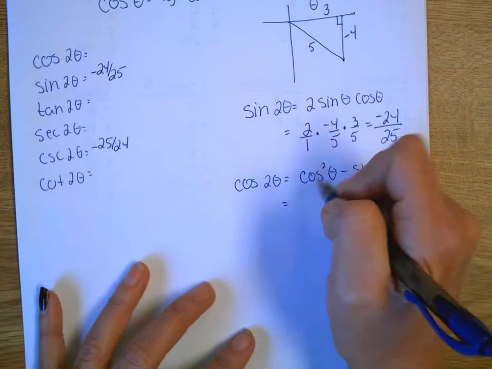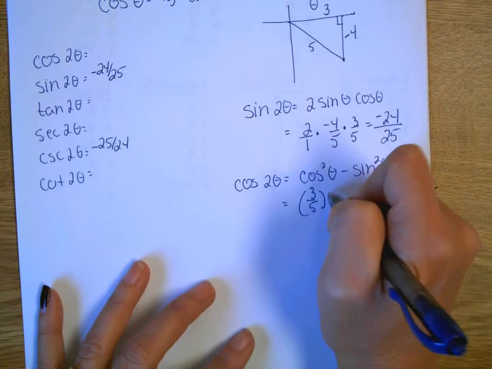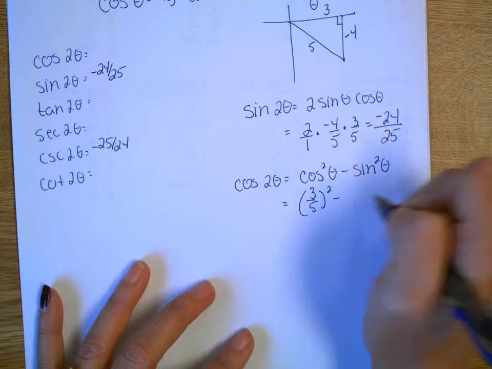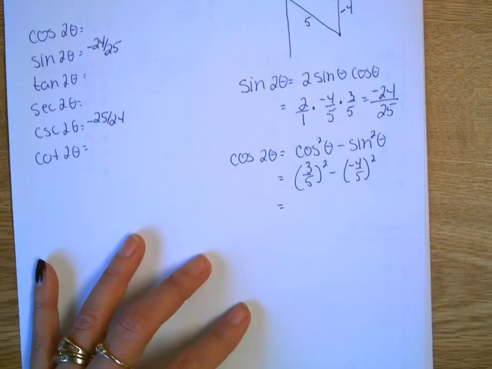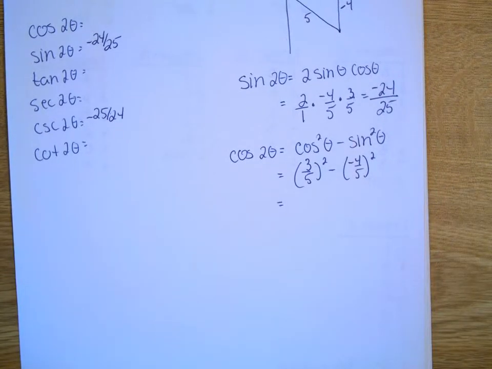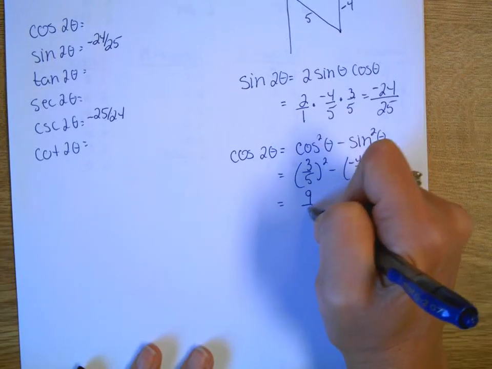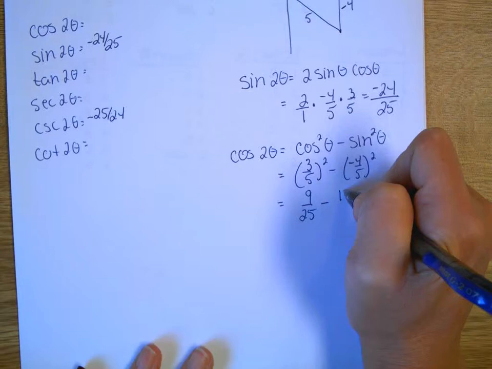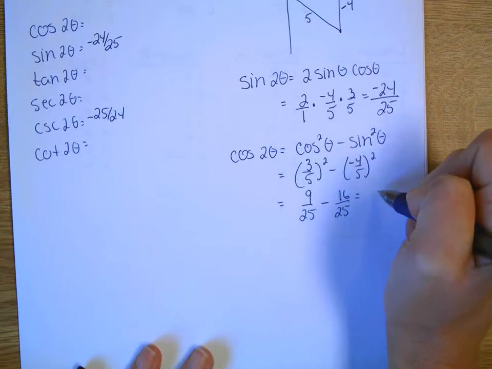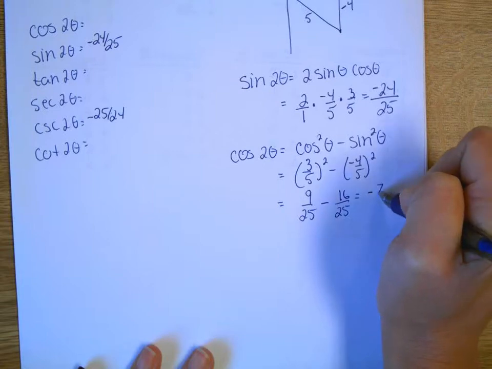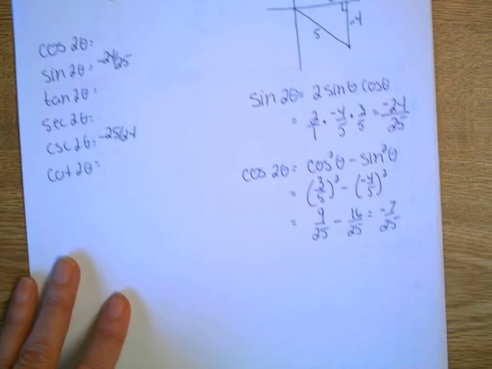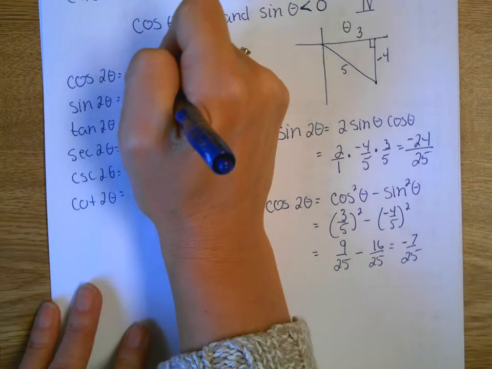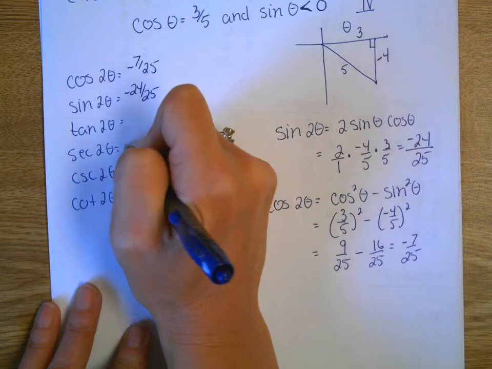So the cosine ratio is 3/5, and we've got to square it. The sine is -4/5. We've got to square that. So that makes 9/25 minus 16/25 for a final answer of -7/25. There's my cosine, -7/25, which makes secant.